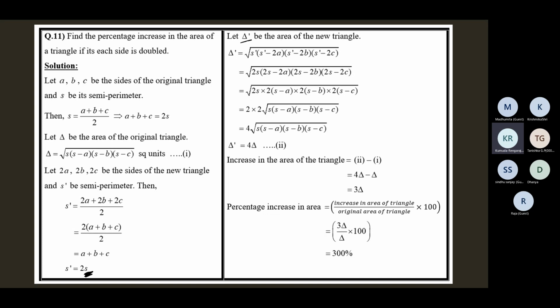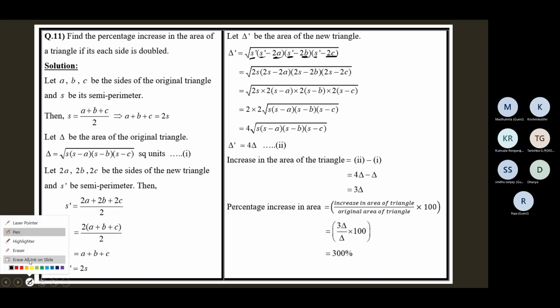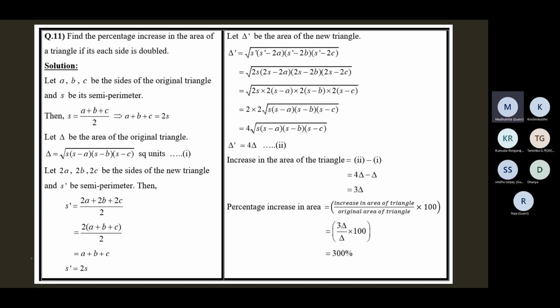So let delta dash be the area of the new triangle. The area of the new triangle, delta dash, is equal to the square root of semi-perimeter into semi-perimeter minus the sides, the same formula. So square root of S dash into S dash minus 2A, into S dash minus 2B, into S dash minus 2C, correct? Because semi-perimeter minus the sides, no? The semi-perimeter is S dash and the sides are 2A, 2B and 2C. Correct, children? Yes, ma'am.